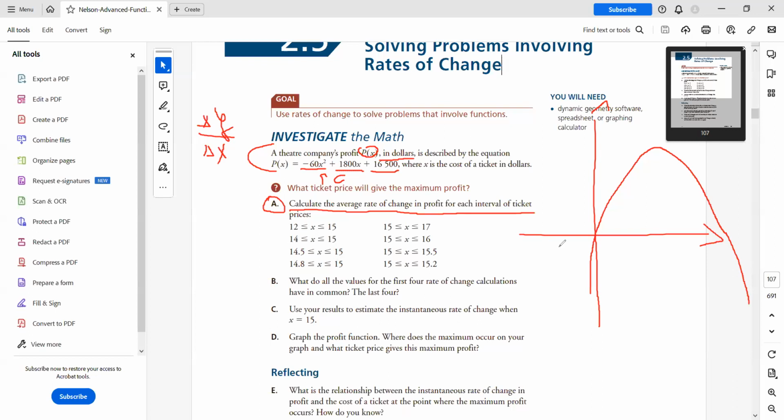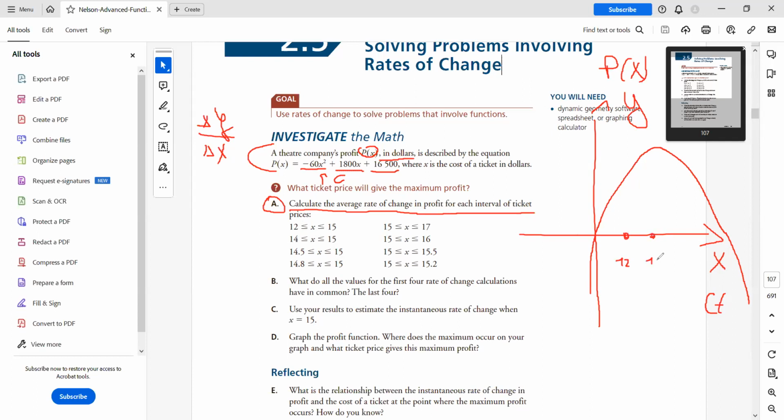And let's say this is the x-axis, this is the y-axis. The y-axis stands for profit of the company, and the x-axis represents the cost of a ticket, right? Cost of ticket. And we have to calculate the average rate of change between points 12 and 15.